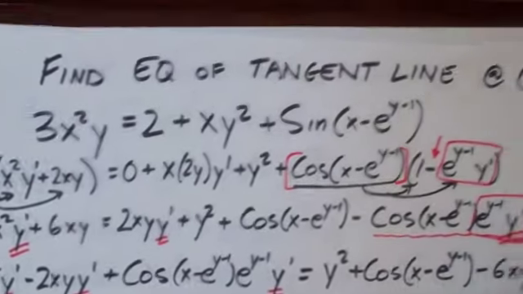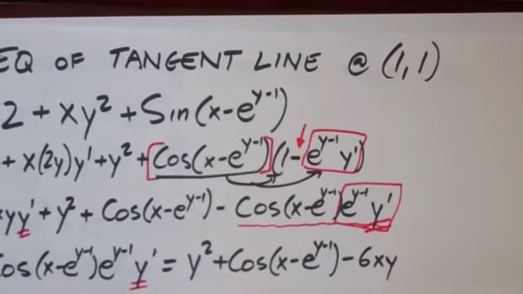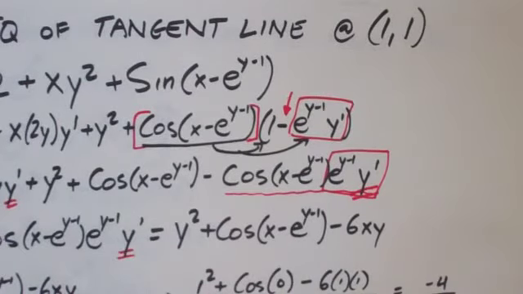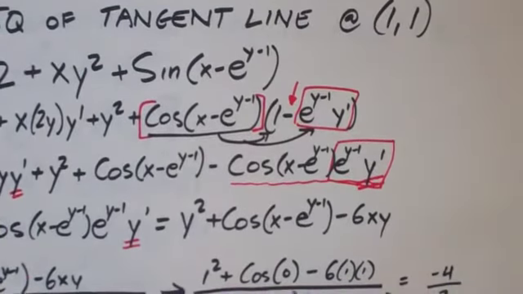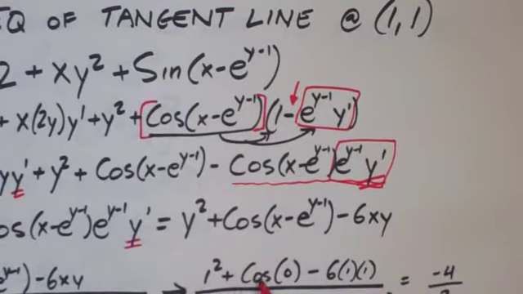Then I'm going to take my point, right, and I'm going to substitute it in right here. So in for the y goes 1, in for the x goes 1. It's a little bit easier. Everything is a 1. And I've gone through carefully, subbed it in. The cosine of 0 is 1. 6 times 1 times 1 is 6. So it becomes 1 plus 1 is 2. Minus 6 is negative 4.